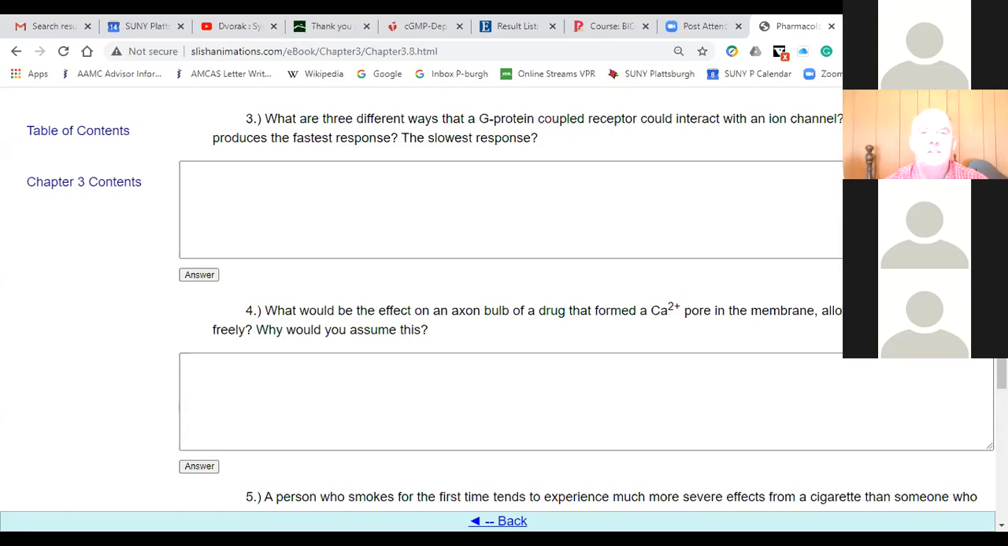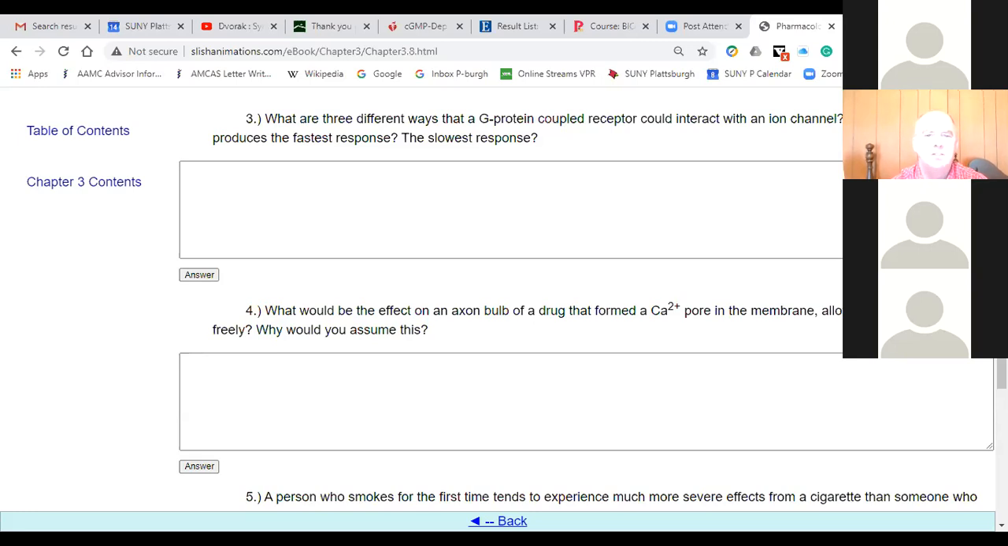What are 3 different ways that a G protein coupled receptor could interact with an ion channel? Which pathway is the fastest? Which is the slowest? So this is what I was just talking about with the G protein question. And I did answer this earlier today in this class. So the ion channel one would be the fastest? Well, this is just metabotropic receptors, which involve a G protein. What is the fastest route of a G protein activated channel? I kind of answered it there.